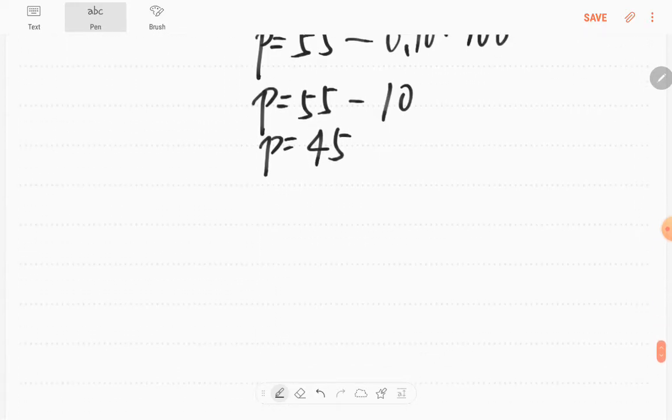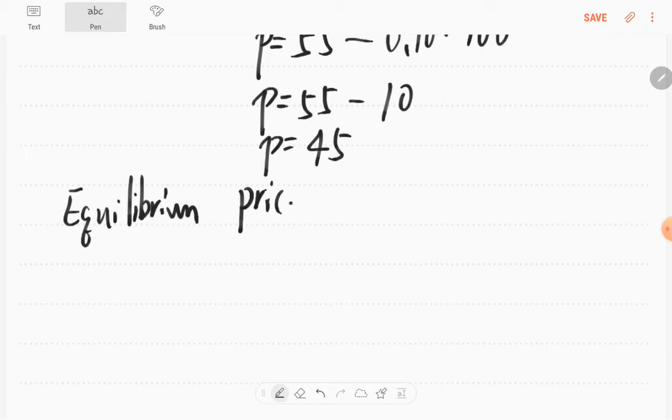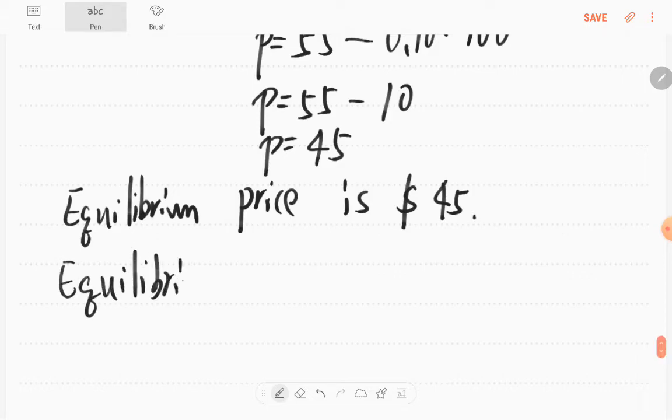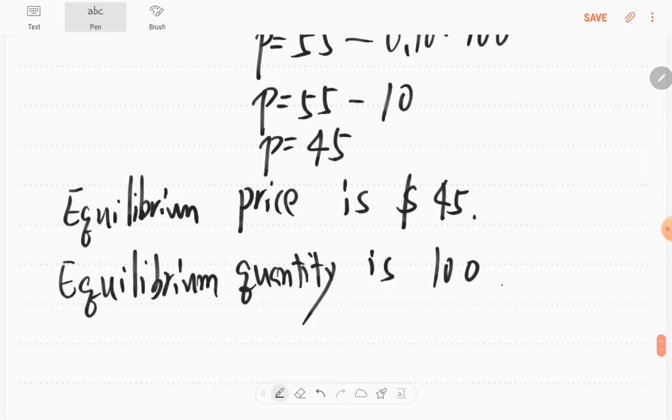Okay, so the equilibrium price is $45. The equilibrium quantity is 100.